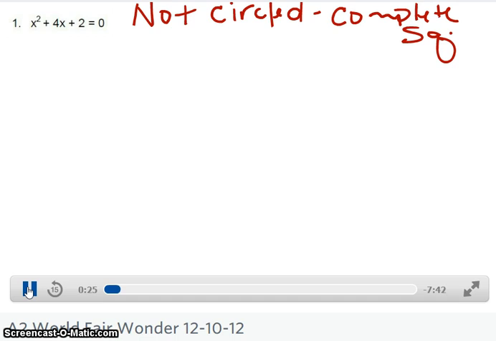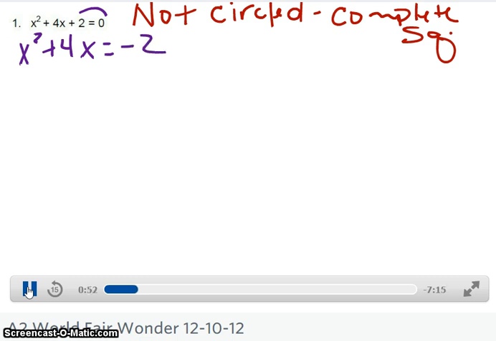I'm going to do the first two problems with you just to remind you how to use each type of solving. So let's look at number 1. x squared plus 4x plus 2 equals 0. It's not circled, so I want you to complete the square, which is what we did Friday. So the first thing you have to do is make sure the constant is by itself. So we're going to move the 2, and we have x squared plus 4x equals negative 2.